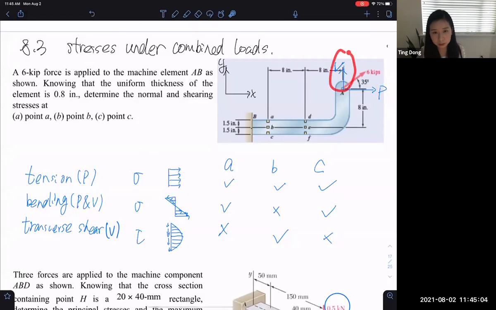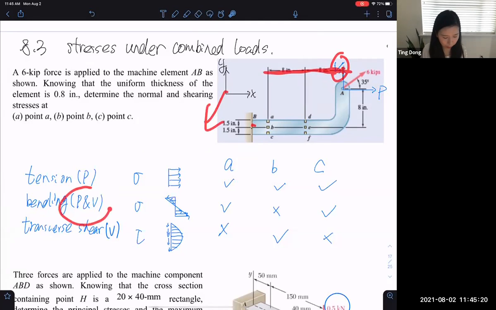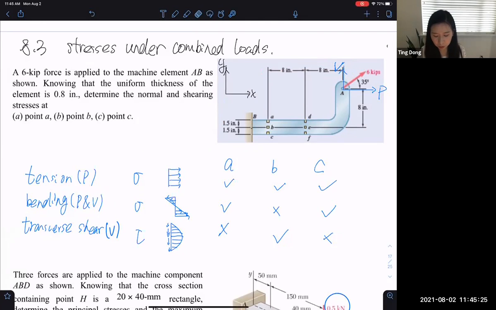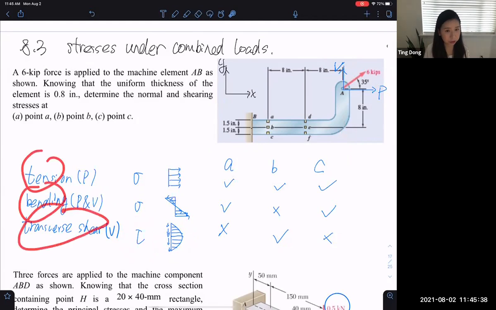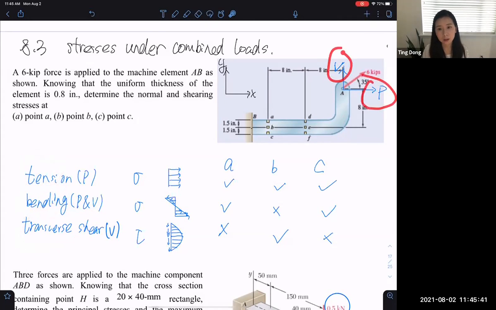And for the Y component, for this one, this force times this moment arm is a bending. It is also a bending moment about the Z-axis. That's why I put these two together, right? And also it will cause the transverse shear. So these are the tension, bending, and transverse shear caused by these two forces.